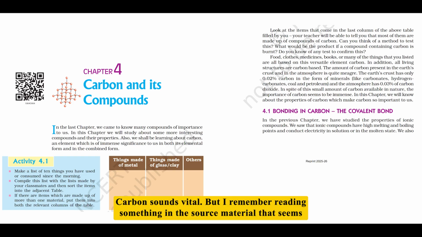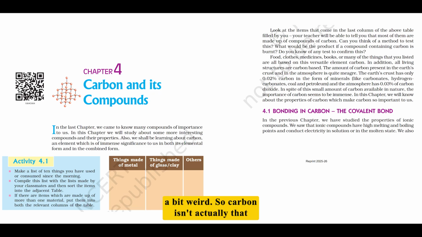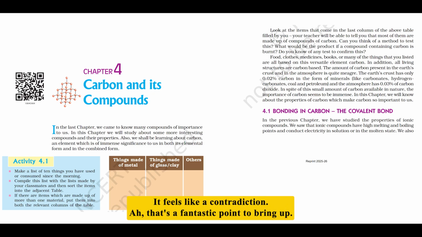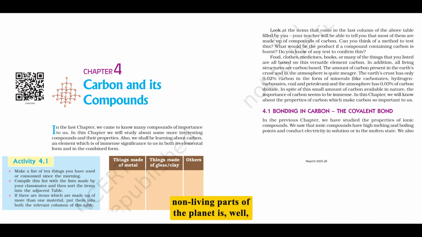Carbon sounds vital. But I remember reading something in the source material that seems a bit weird. It says carbon isn't actually that common in the Earth's crust or the atmosphere. It feels like a contradiction. That's a fantastic point to bring up. It really highlights a key paradox about carbon. You're right, it does seem contradictory at first glance. Despite its immense importance and sheer versatility, its abundance in the non-living parts of the planet is surprisingly small. Let's look at the numbers.